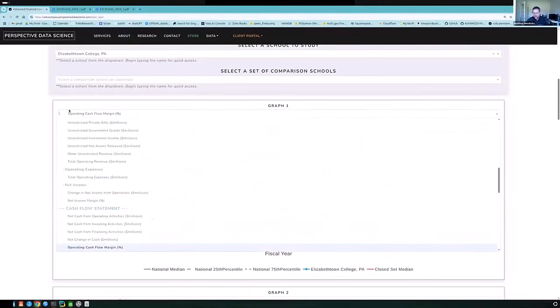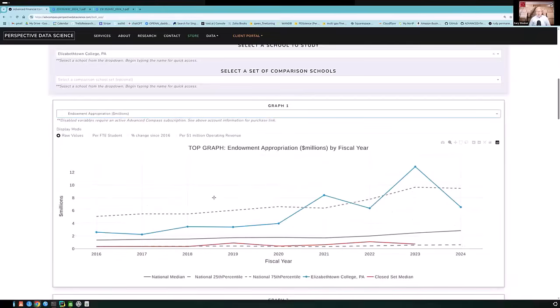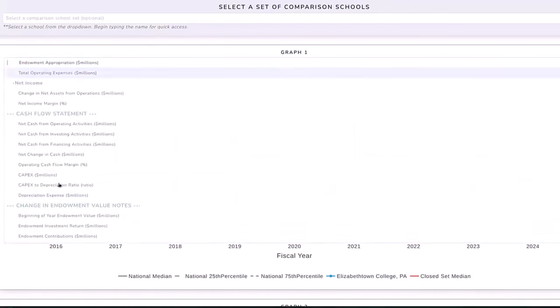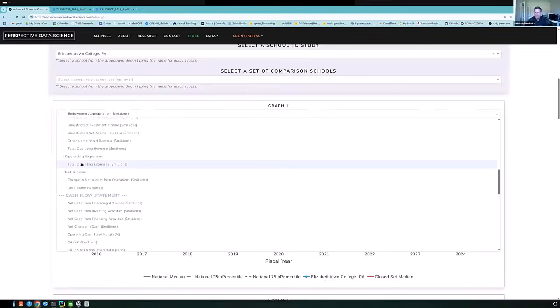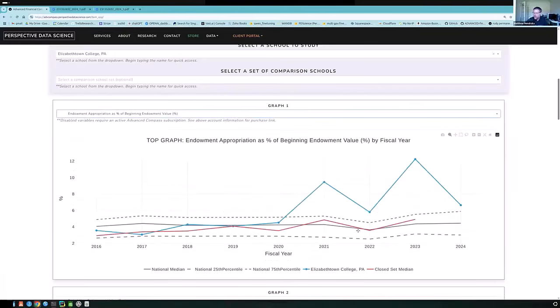So what I'm going to pull up here is endowment appropriations. We're going to guess it's going to be a high number, right? Oh yeah, look at that. They got 6.5 million and then a 12 million. And let me see how big those draws are relative to their endowment. So remember, appropriations relative to the beginning of the year endowment should stay. Okay, wow.